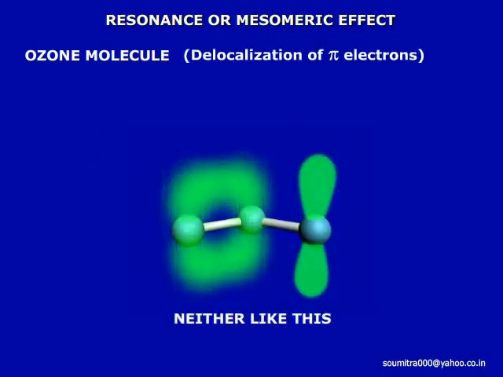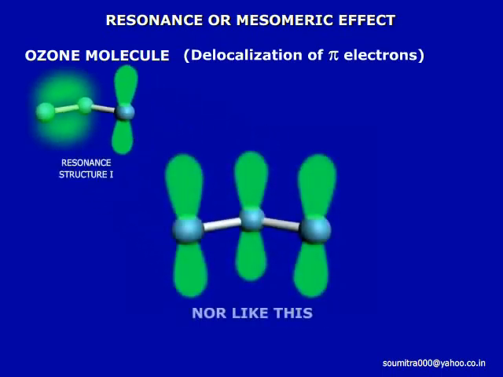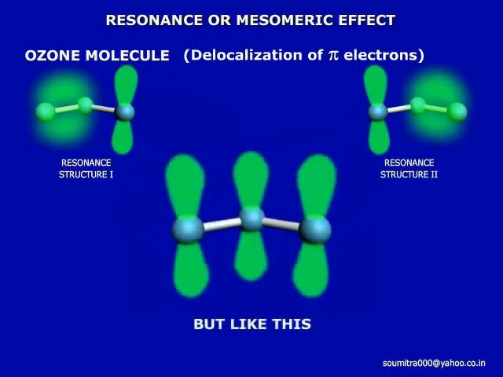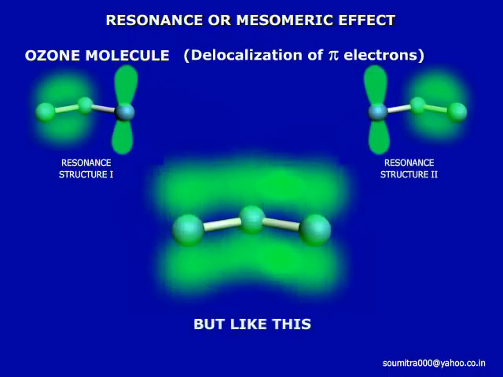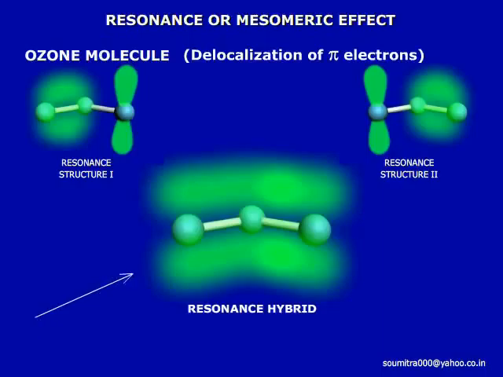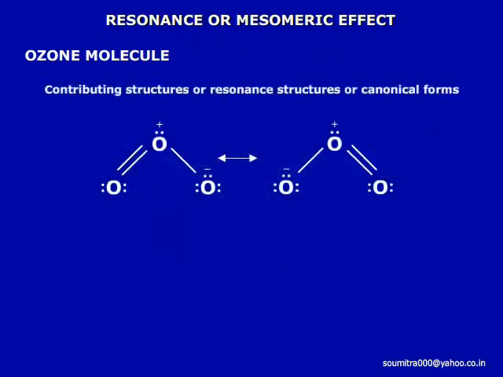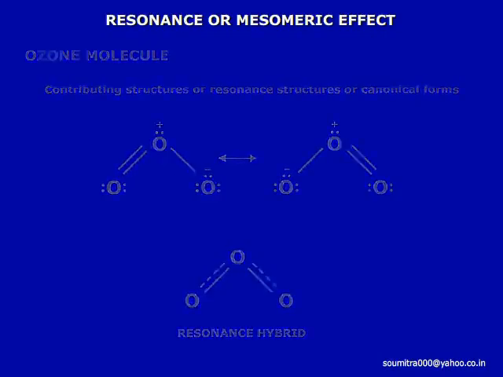One of the double bonds is a pi bond and remains both above and below the ozone molecule. Actually, this pi electron cloud seems to be dispersed like this. These Lewis structures are called contributing structures or resonance structures or canonical forms, and this is the actual structure, or better known as resonance hybrid.